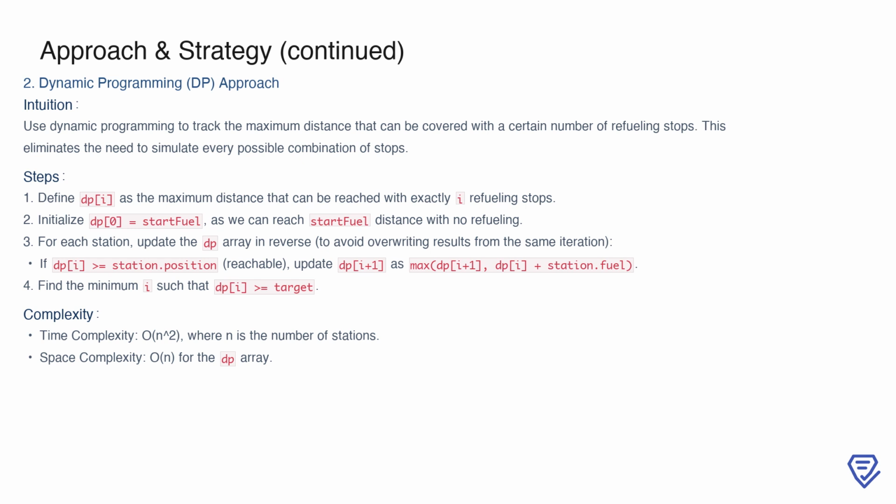For every station, we then update the dp array in reverse to ensure we don't overwrite results within the same iteration. Specifically, if dp[i] indicates that a station is reachable, we update dp[i+1] to reflect the maximum distance reachable by adding the fuel available at that station. Finally, we identify the smallest i such that dp[i] meets or exceeds the target distance. This approach has a time complexity of n squared, due to the nested iterations, and a space complexity of n, for storing the dp array.